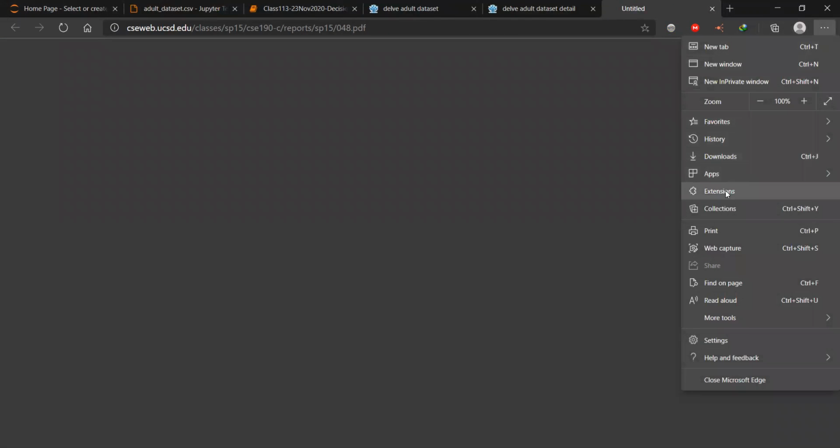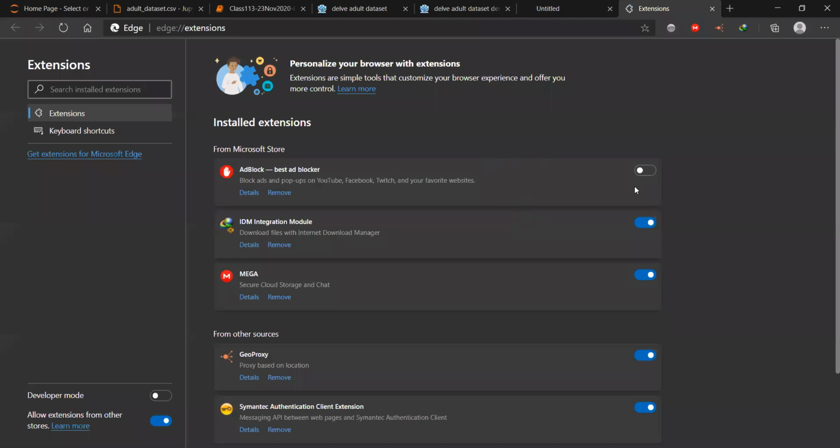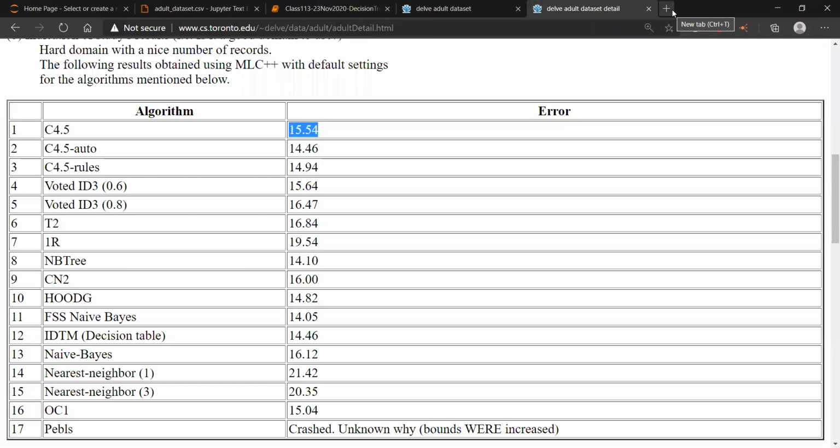Let me just disable my extensions because otherwise it is trying to download it. So let me disable it and rerun. Cancel. Why is it not doing it? Okay, fine. Go ahead and download it, and then I will open it.